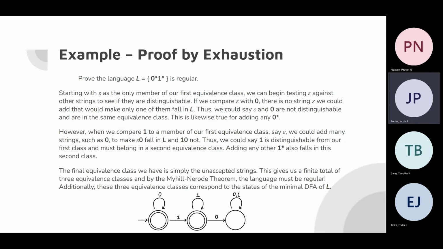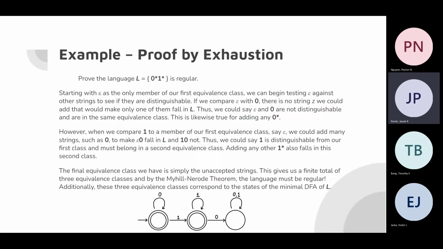If you add any number of zeros and ones, then both can either fall in or fall out of the language. So from this, we can say that since the empty string and 0 are not distinguishable, they're both in the same equivalence class. And this is also true for any number of zeros.